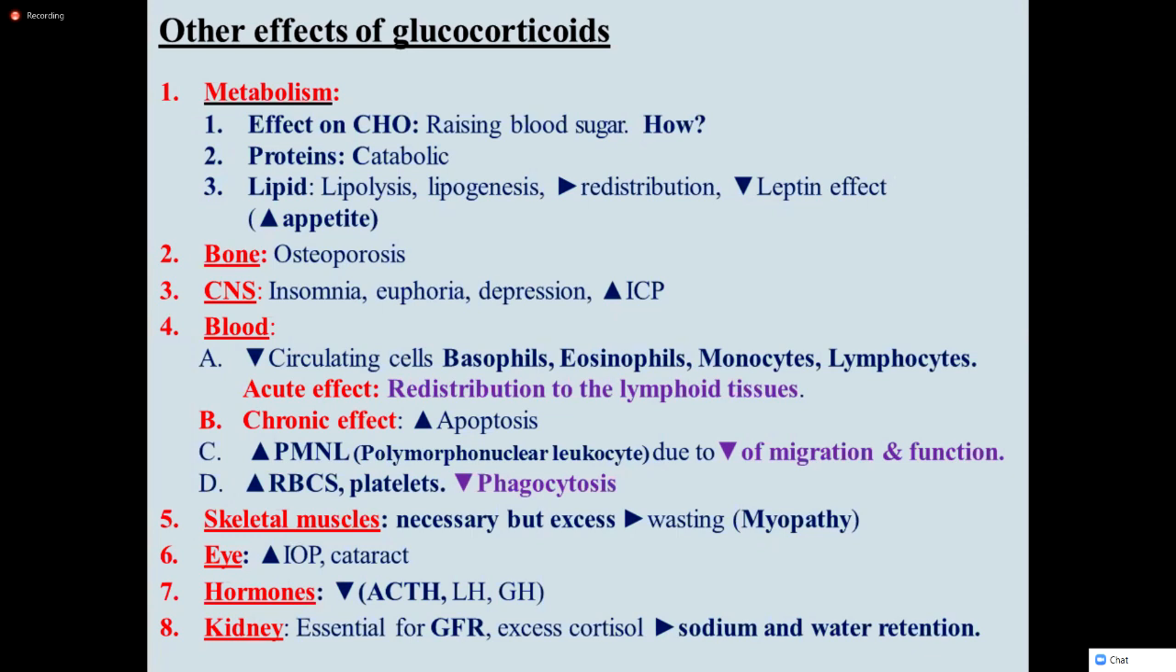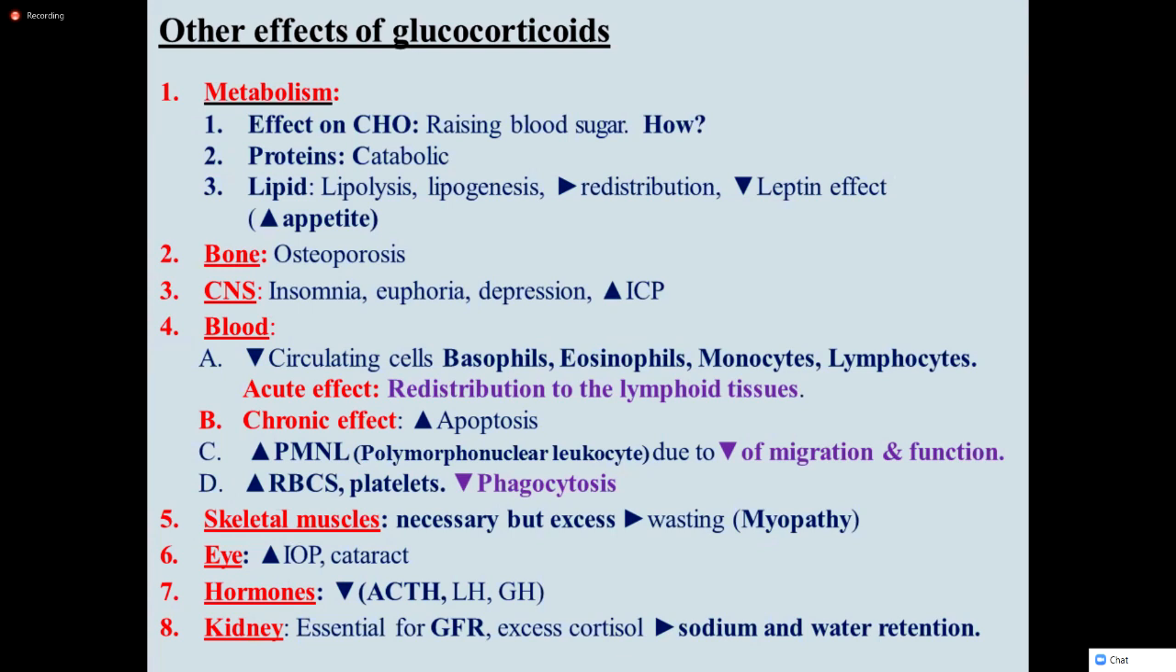Regarding the lipids, they interfere with the lipolysis and lipogenesis. That's why there will be redistribution of the lipids, and generally there will be accumulation of lipid within the adipose tissues. So the person may be having buffalo hump. We will see in the next coming slide what this buffalo hump is.